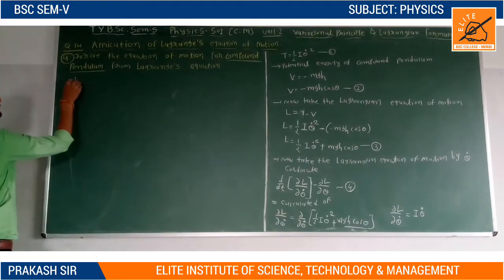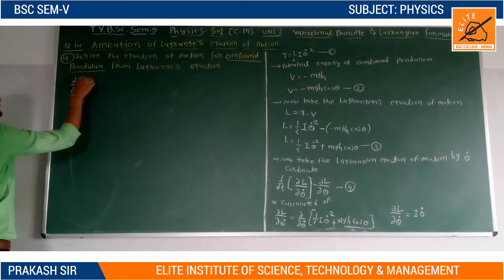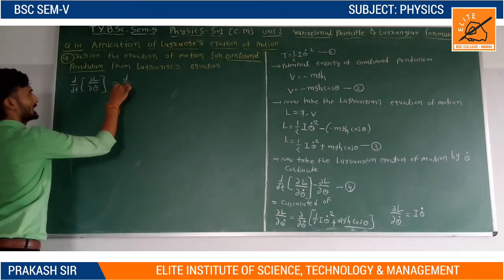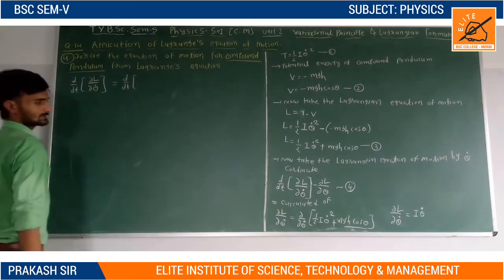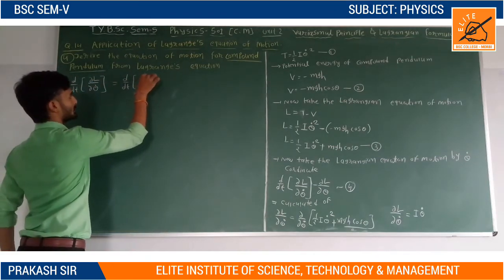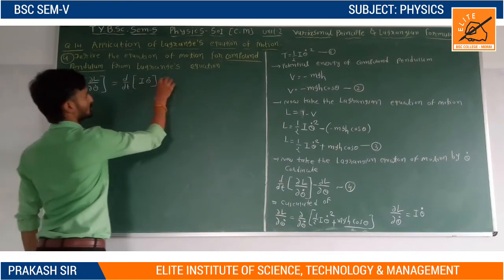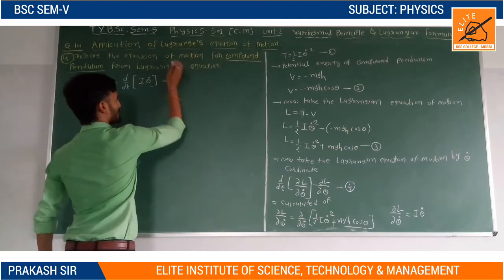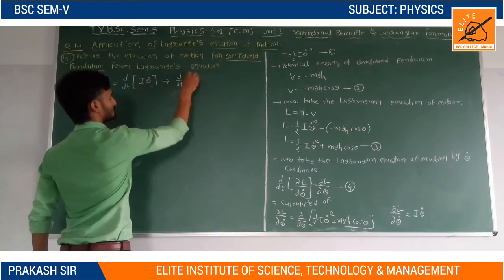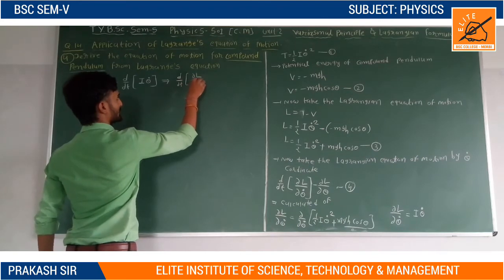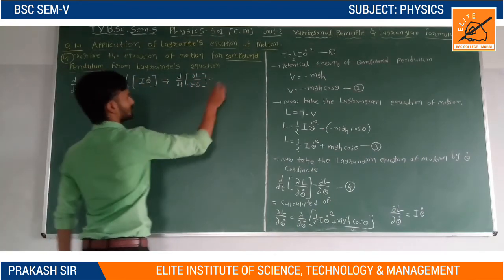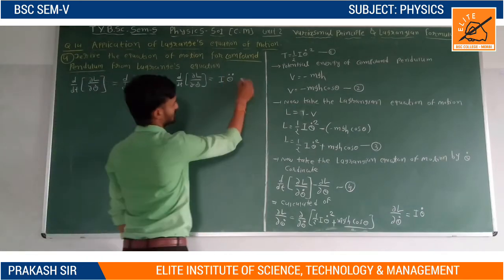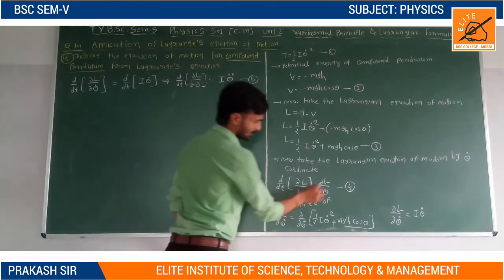Now calculate d by dt of del L upon del theta dot. That is d by dt of I theta dot. I is a constant, so it is I theta double dot, the derivative of theta dot with respect to time. Equation number 5.